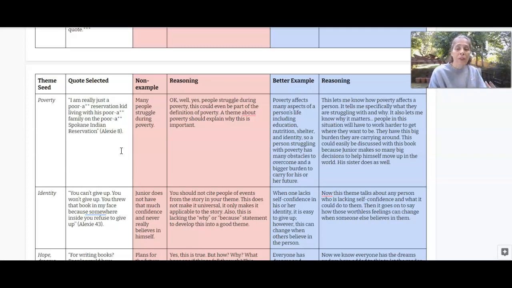Like, because people in this situation are going to have to work harder to get where they want to be. They have this big burden that they're carrying around, and this could easily be discussed with this book because Junior makes so many big decisions to help himself move up in the world, and his sister does as well. So you could really develop this theme, and you could write about it from two different perspectives for sure.